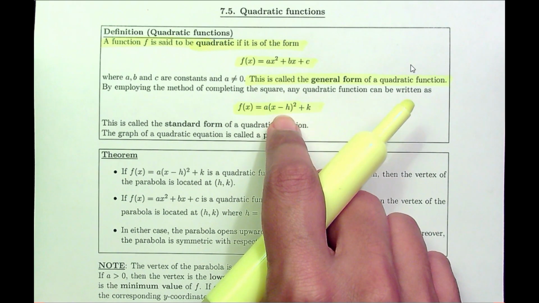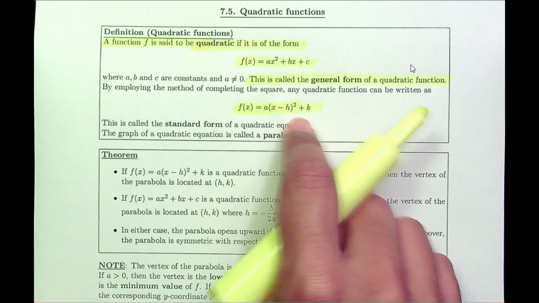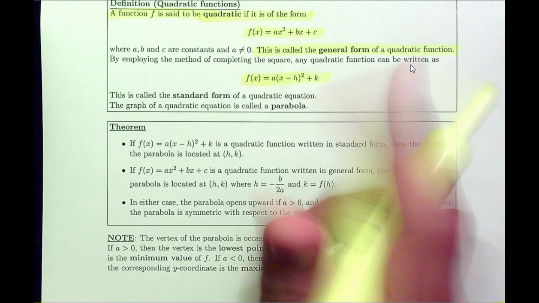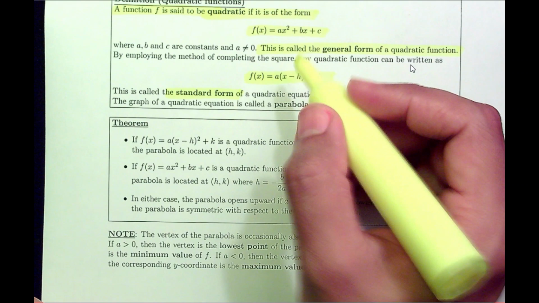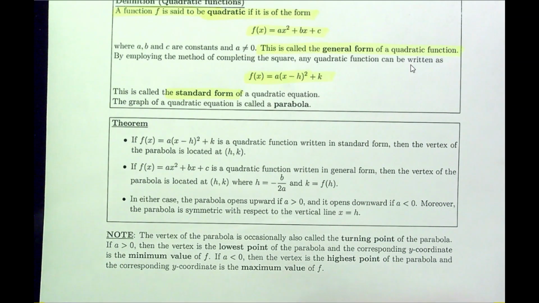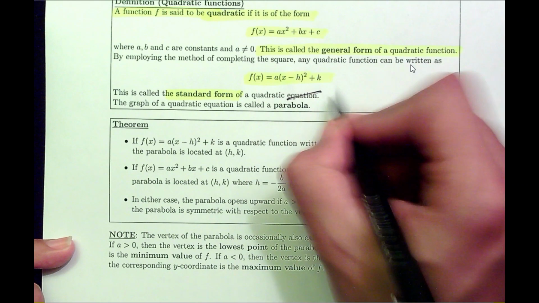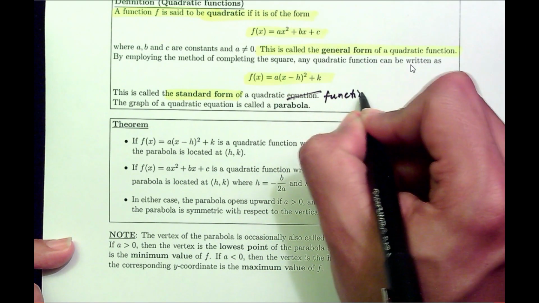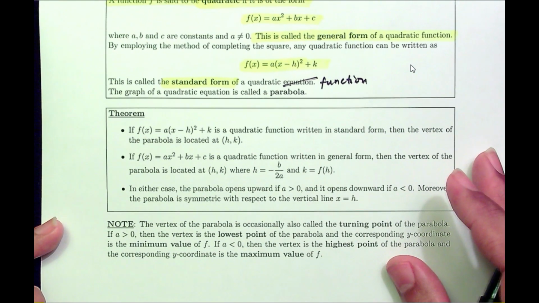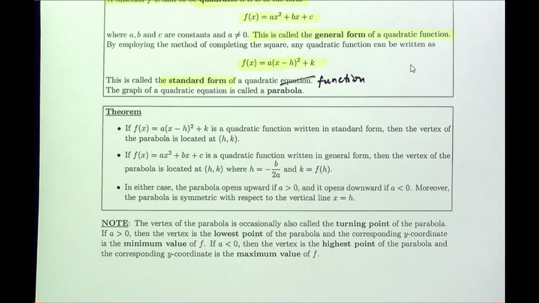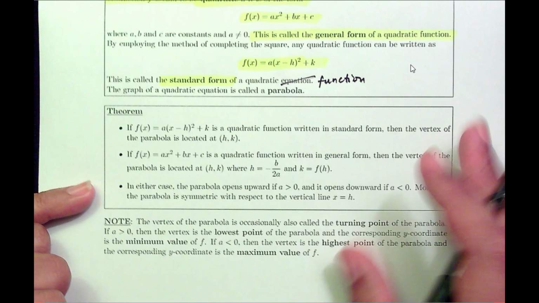A times x minus h, x minus something squared, plus k. So that one is called the standard form of the quadratic function. Okay, the standard form of a quadratic function. The graph of a quadratic equation or a quadratic function is called a parabola.